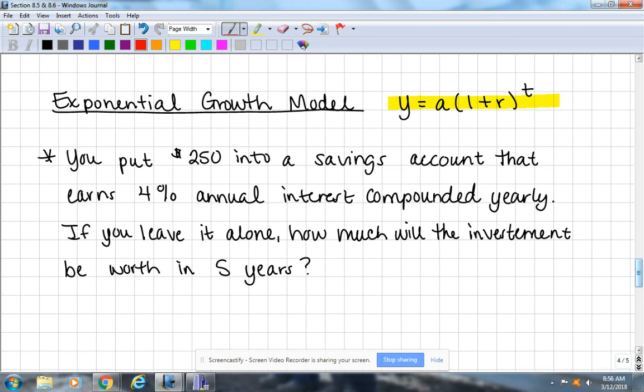So it says you put $250 into a savings account that earns 4% annual interest compounded yearly. If you leave it alone, how much will the investment be worth in 5 years?